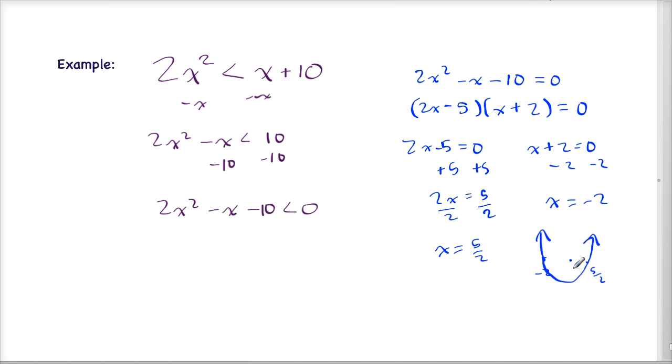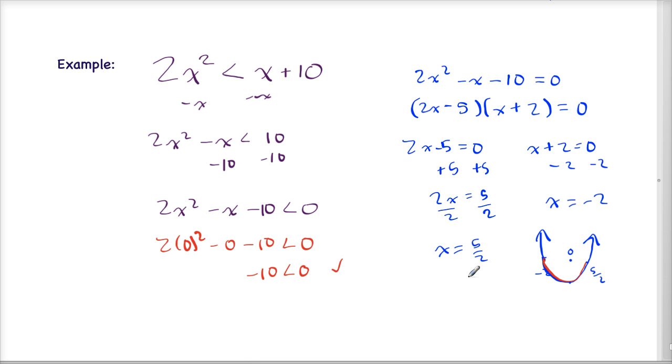I always like to check a value that's in between negative 2 and 5 halves just to make sure it satisfies this inequality. So we know that between negative 2 and 5 halves, we get 0, right? Because this is negative, this is positive, so somehow it crosses over the y-axis. So 0 is an x value that has a point on this parabola. So let's plug in 0 here and see if it satisfies the inequality. So 2 times 0 squared minus 0 minus 10. So 0, 0 minus 10. So is negative 10 less than 0? Yeah, it is. So that means in this interval here, our parabola is less than 0.